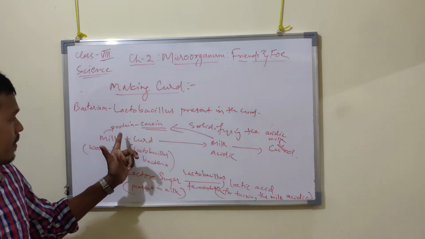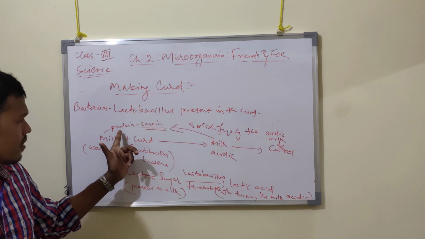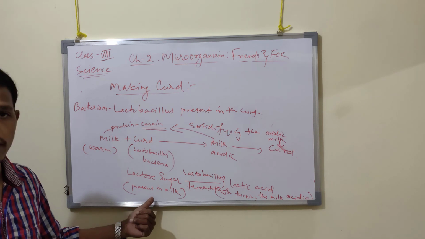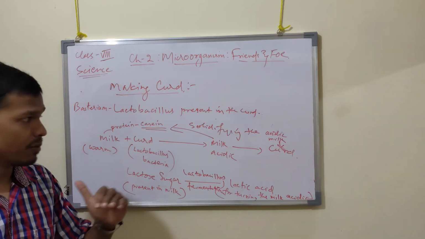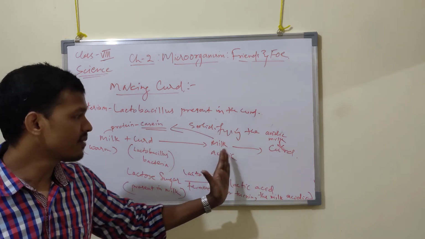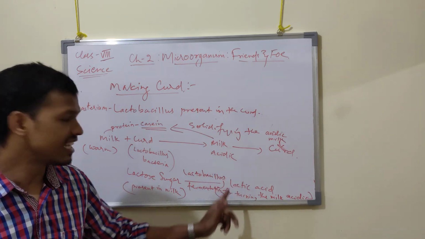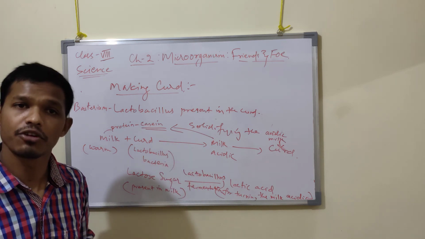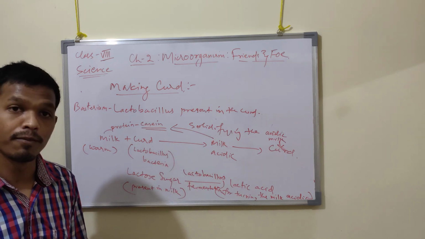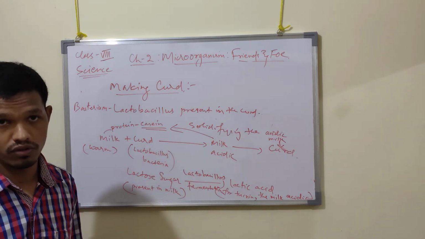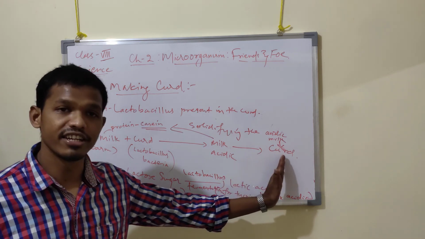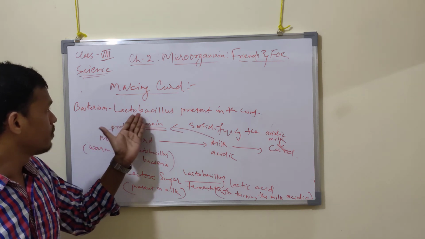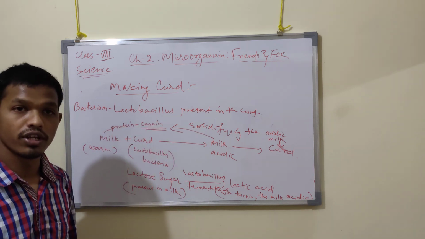So here milk contains casein as well as lactose sugar. First, before converting to curd, the milk is converted to acidic form, that is, lactic acid is formed in the milk with the help of lactobacillus bacteria. This lactobacillus bacteria plays an important role in converting milk into curd. I hope you understood this. So these are the useful microorganisms which are useful also in making curd.